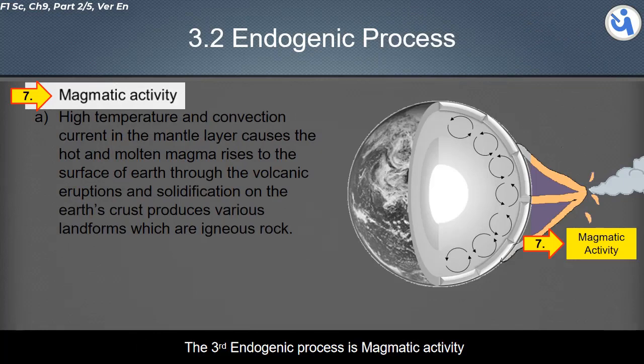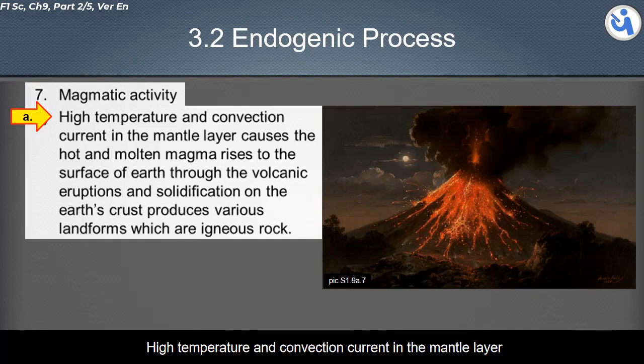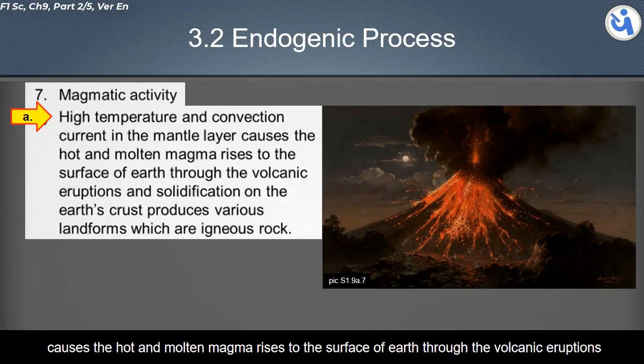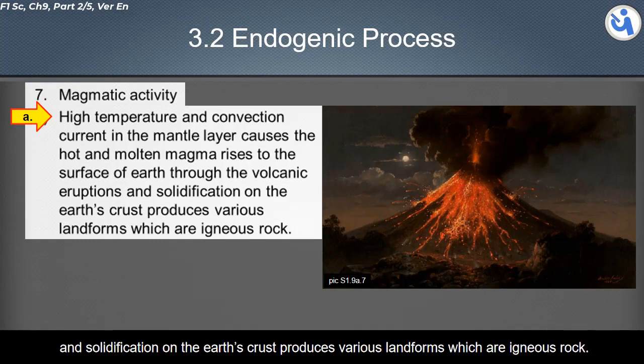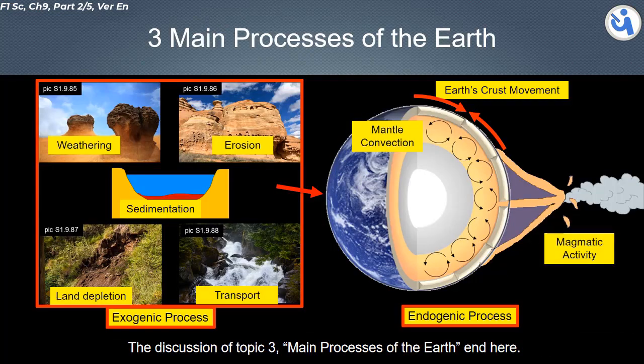The third endogenic process is magmatic activity. High temperature and convection current in the mantle layer cause hot, molten magma to rise to the surface of the Earth through volcanic eruptions, and solidification on the Earth's crust produces various landforms, which are igneous rock. The discussion of topic 3, main processes of the Earth, ends here.